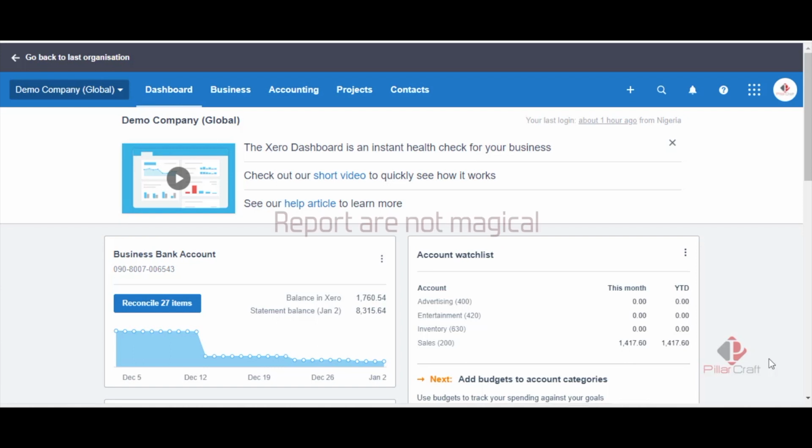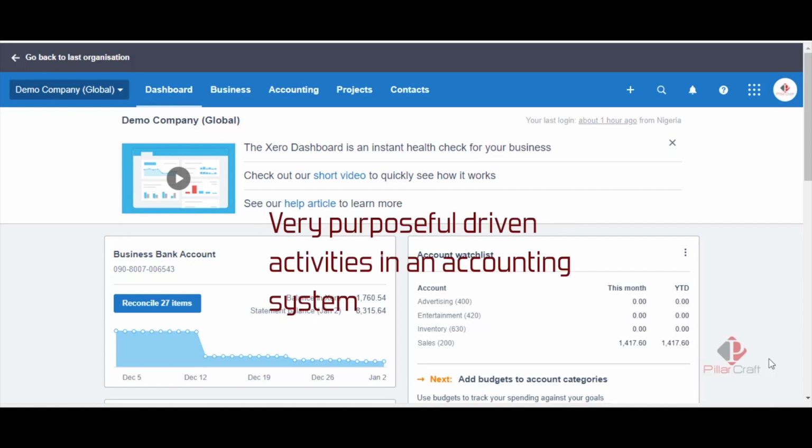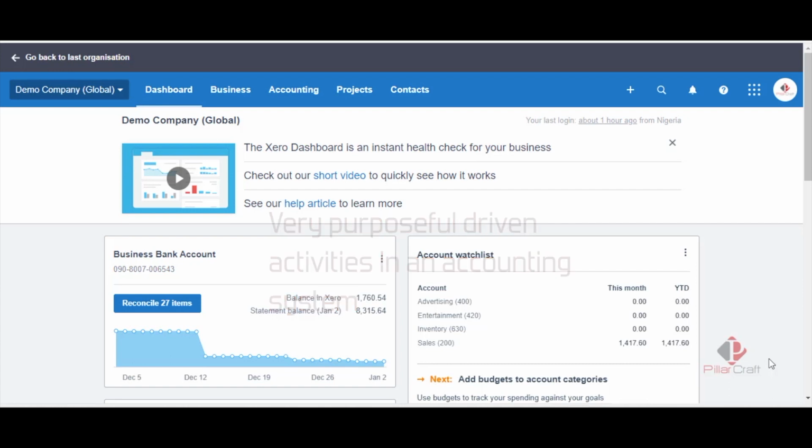Let me start by saying that reports are not magical. Reports are usually the result of very purposefully driven activities in an accounting system. Reports usually are to answer questions. These questions are supposed to have been set before you look for answers in the report. Therefore, when businesses tell us that they don't understand their report, or the questions they want answered are not in their report, usually it is because they have not set up the accounting system to answer those questions when they need them answered.